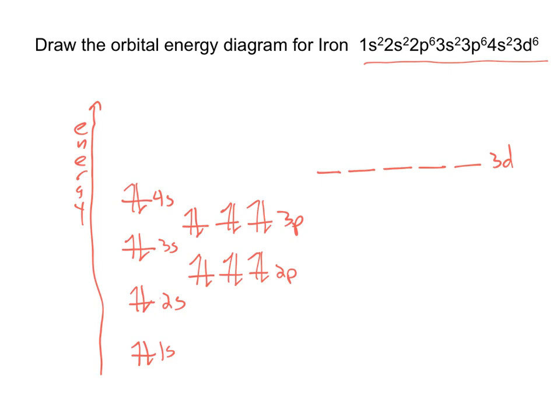And now there's 6 3d electrons. Again, every one of the degenerate orbitals gets 1 electron before any gets 2, and they initially all go in with the same spin, so I'll put them all in spin up. So 1, 2, 3, 4, 5, and the 6th one I can pair. And so that would be the orbital energy diagram for iron.